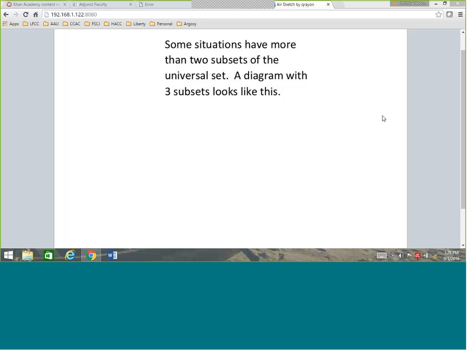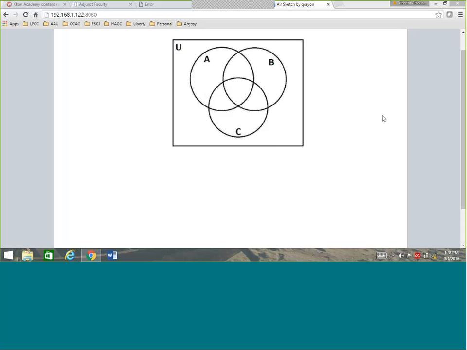Okay, so that gives us some questions with 2 circles inside the universal set, but some have more than 2 subsets inside the universal set. So the other types of questions you'll be answering have to do with 3 subsets. So let's take a look at what 3 subsets looks like. We have subsets A, B, and C inside the universal set.